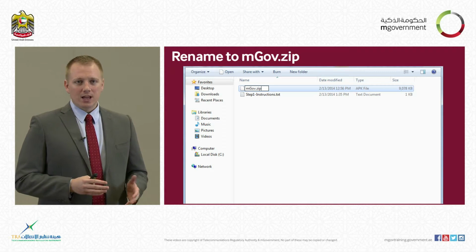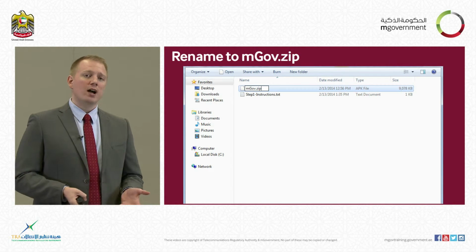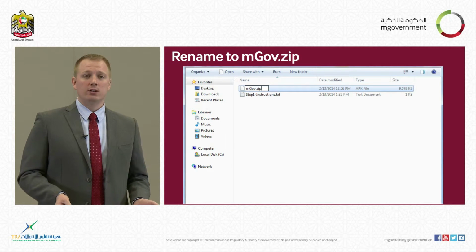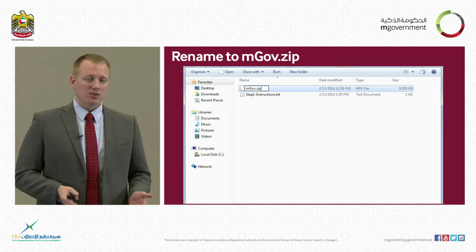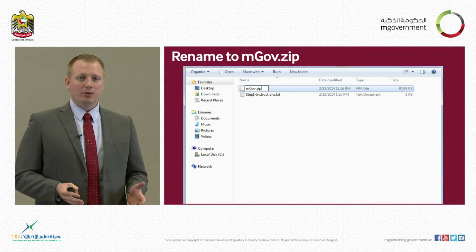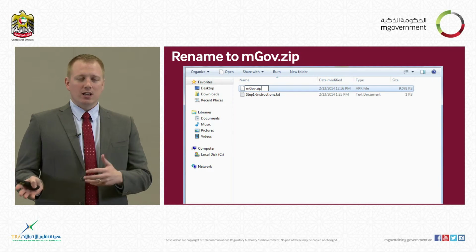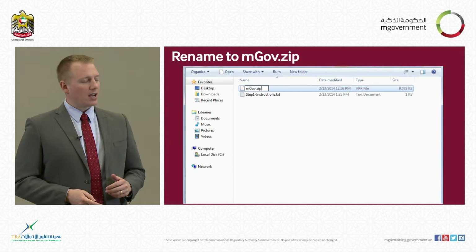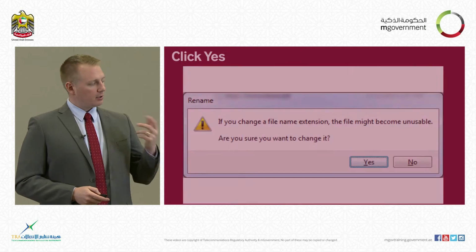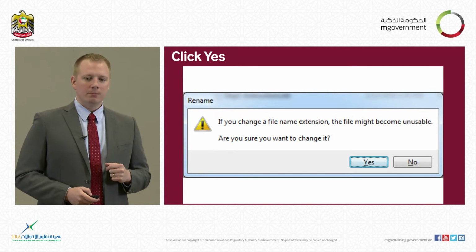By renaming it, if it's not a zip file, when we try to open it, it should fail. Windows will say it's a corrupt file. However, if it is a zip file, simply renaming it should be able to open it through the designated program to see what's inside. So we change it to mgov.zip. We click yes to acknowledge the change of the file name.